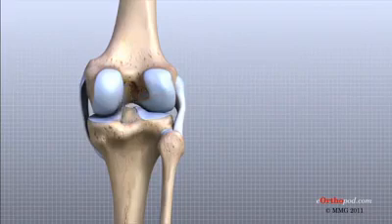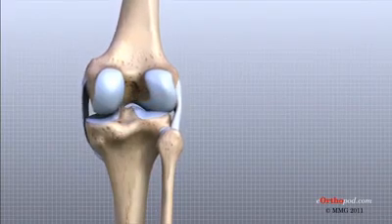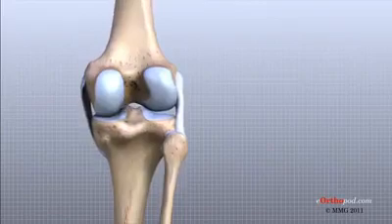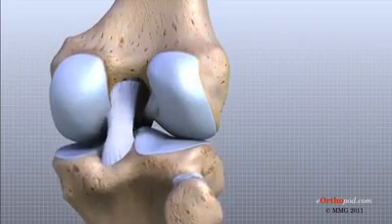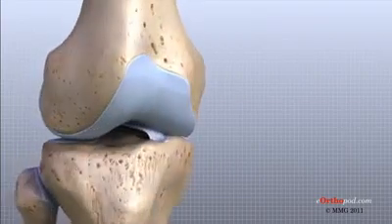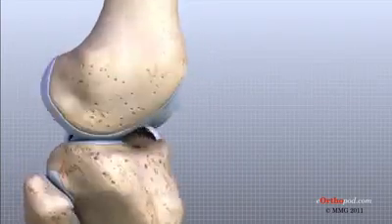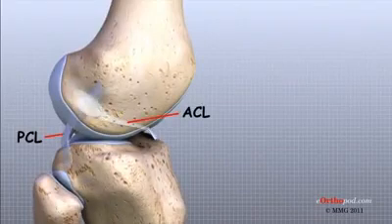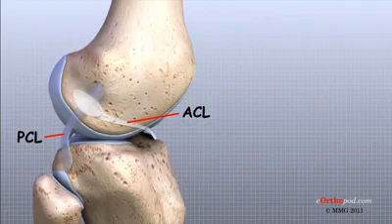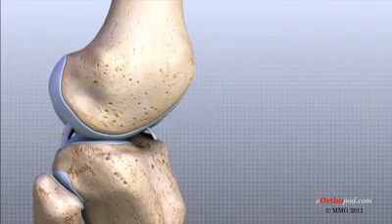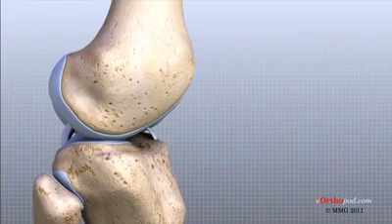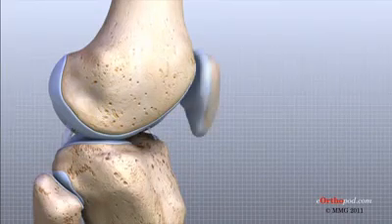The MCL and the LCL prevent the knee from moving too far in the side-to-side direction. The ACL and the PCL control the front-to-back motion of the knee joint. The ACL keeps the tibia from sliding too far forward in relation to the femur. The PCL keeps the tibia from sliding too far backward in relation to the femur. Working together, the two cruciate ligaments control the back and forth motion of the knee. The ligaments, all taken together, are the most important structures controlling the stability of the knee.